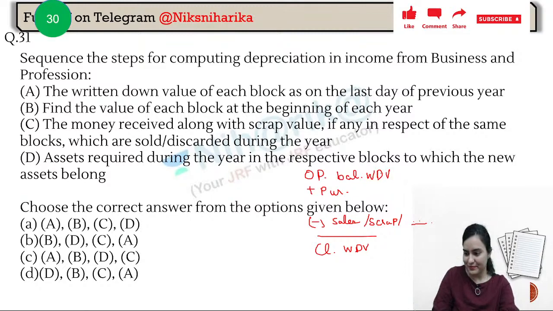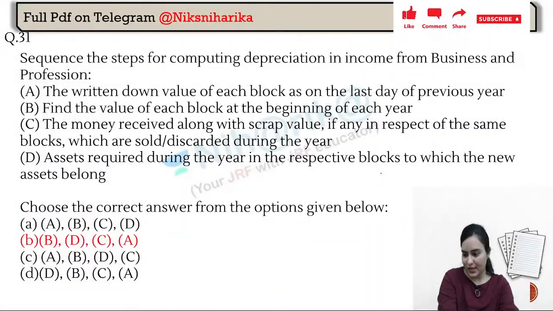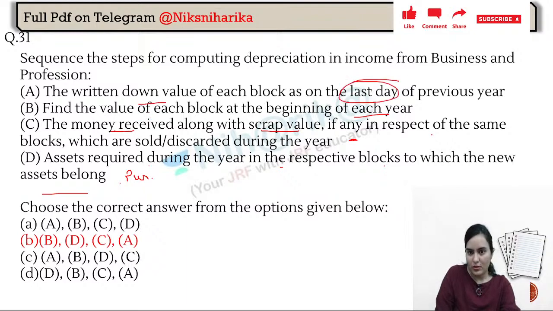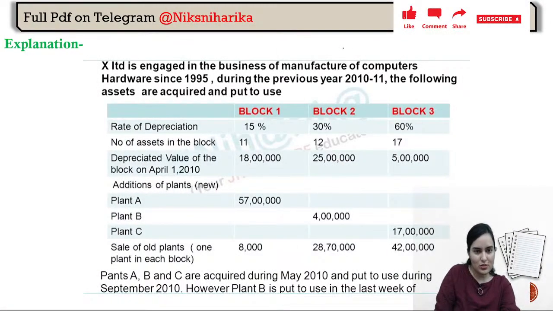This will be opening balance or opening WDV. So what's your answer? Answer will be very good. Twinkle, Kalpana, Kiran, Ramakant have given the correct answer. That is option number B. B is correct. Prachi, correct. Okay, so now find the value of each block at the beginning of each year. That will be the opening balance. Then during the year, the assets acquired in the respective blocks to which the new assets belong are added. That is purchases, minus the money received, you can say for the scrap value, etc. So that we will reduce. Then the written down value on the last day of the previous year, that is closing.